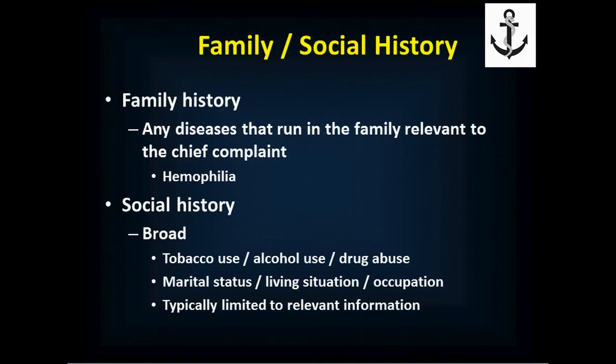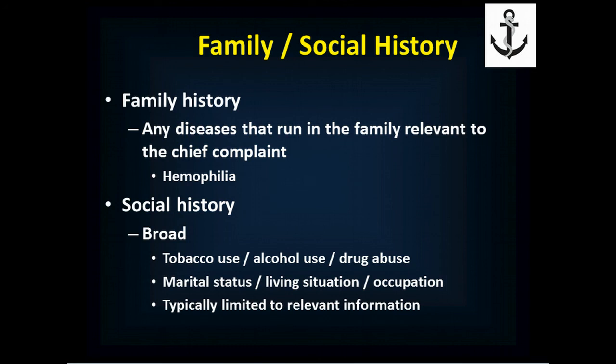You may or may not need to get a family or social history. A family history is any disease that runs in the family relevant to the chief complaint. So if somebody fell and hit their head and you're worried that they're bleeding, well, there's a family history of hemophilia, a bleeding disorder. I've never been tested. Well, that may be relevant. A family history of allergy to bread mold is probably not relevant.